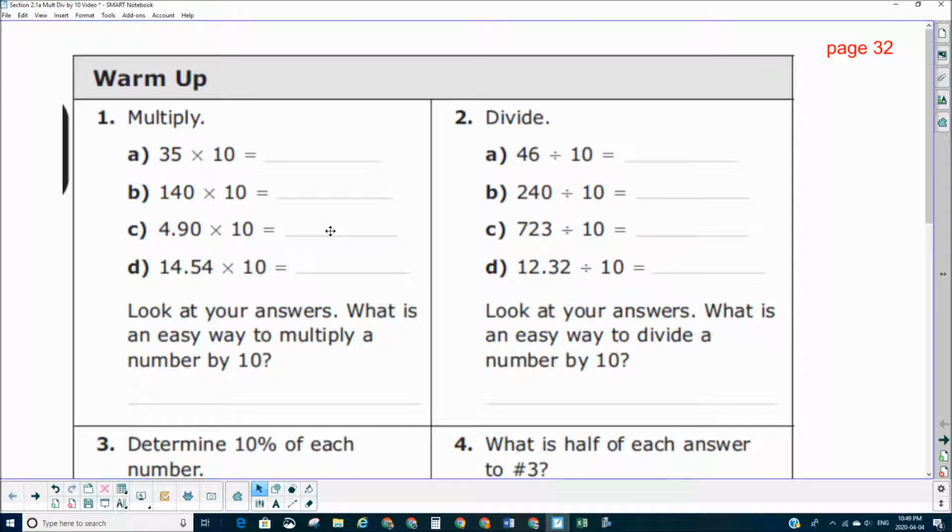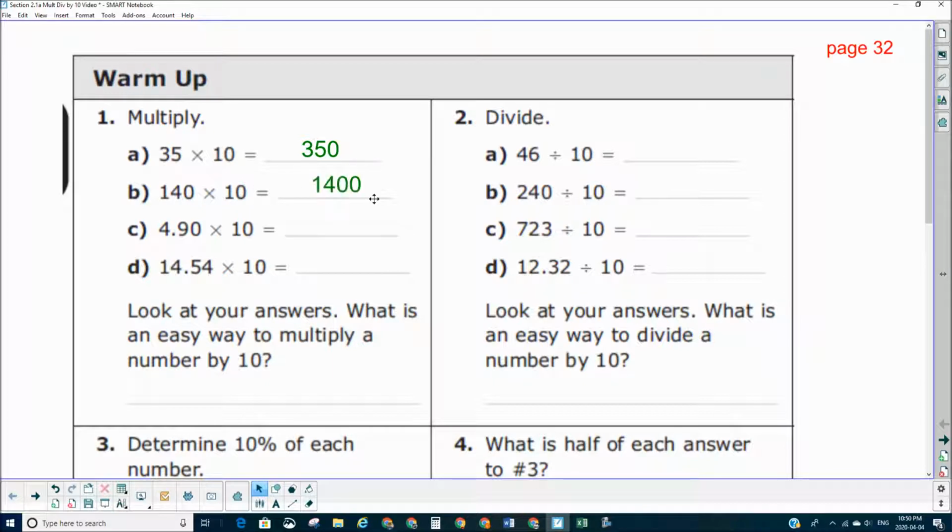But we're going to start by just doing some simple multiplying. We're going to multiply by 10. You'll notice each of these are multiplying by 10, and I think we're pretty good at multiplying by 10. So if we have 35 times 10, that means we've got 10 groups of 35. That's going to come to a total of 350. You can confirm that on your calculator if you want, but 35 times 10 we know is 350.